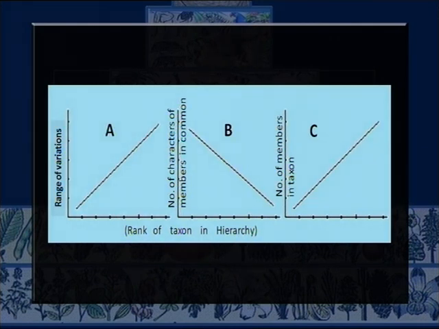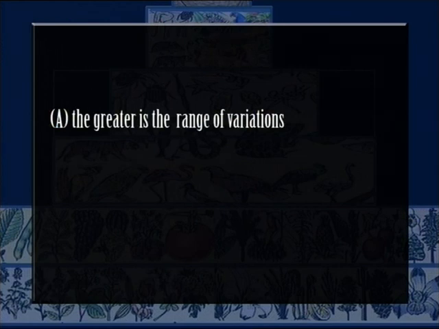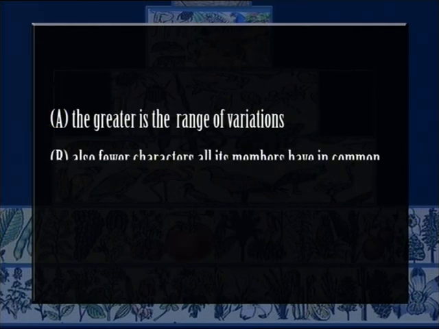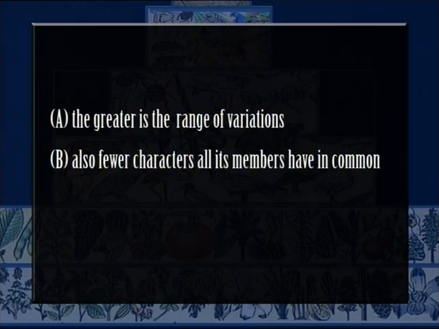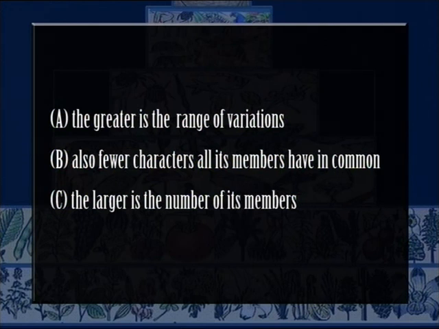The graph represents the relationships between the rank of a taxon and its range of variations, the number of common characters of its members and number of its members. The graph indicates that the higher the rank of a taxon, the greater is the range of variations. Also, fewer characters all its members have in common, and larger is the number of its members.